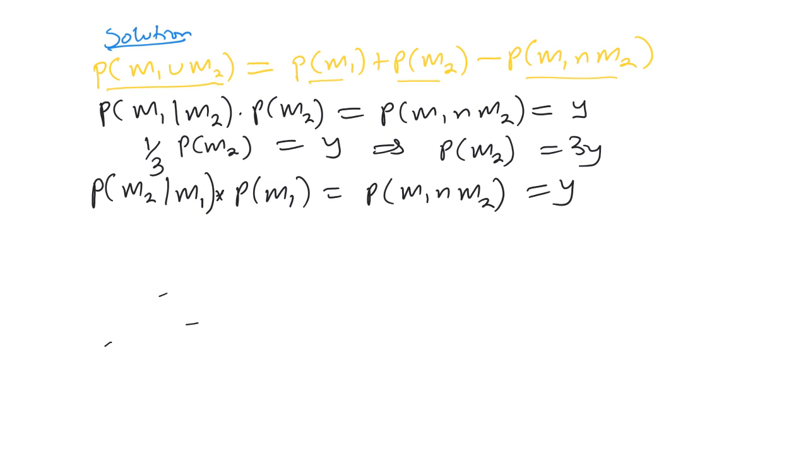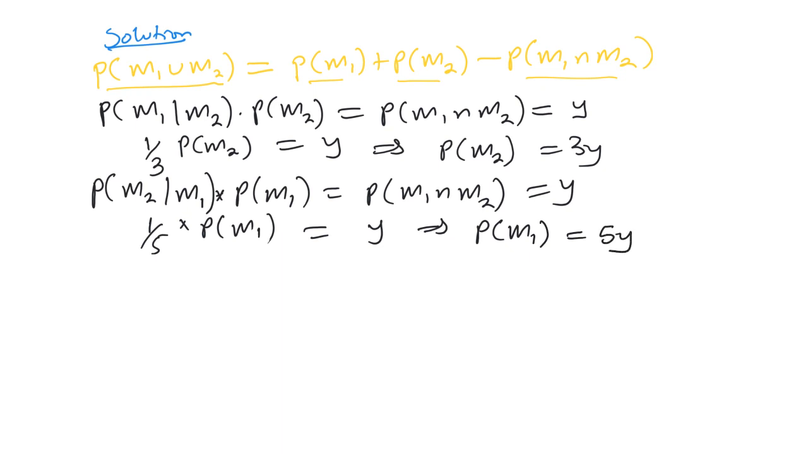So we can make a substitution. This was given as 1 over 5 times the probability of M1 is equal to y. So we have y. This means that the probability of M1, oh sorry, I'm writing M2, but this is supposed to be M1. The probability of M1 is going to be 5y.